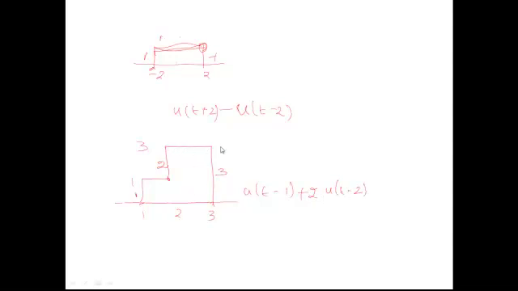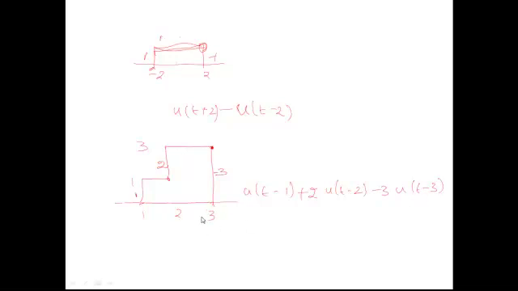Then you are finding the third signal change at this point. At this point, it's changing from 3 to 0. The amplitude change is minus 3. Sorry, this is not plus 3, because from 3 to 0, it's minus 3. Amplitude change is minus 3, and it is happening at the time t is equal to 3. So you will write it as minus 3 u of t minus 3.